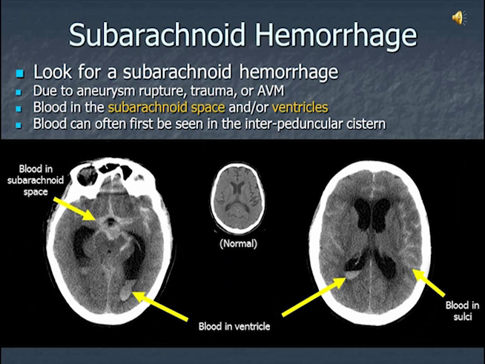Next, we look for evidence of a subarachnoid hemorrhage. These are usually due to ruptured aneurysm, trauma, or AVM. Their presence is often seen as blood in the subarachnoid space and/or ventricles. The first place blood is often seen is in the interpeduncular cistern.